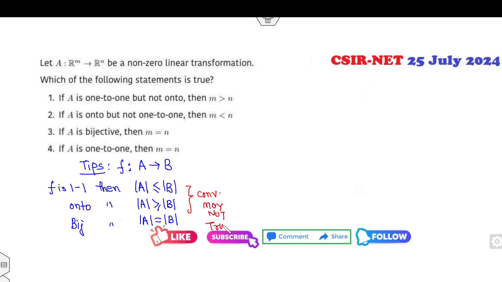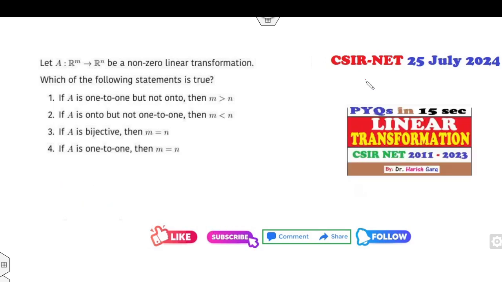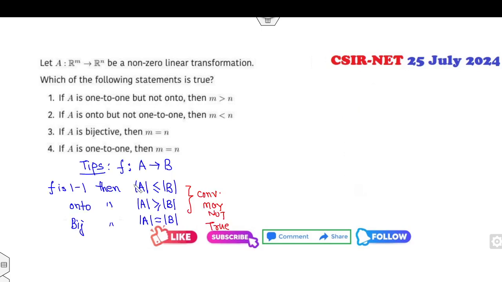Fine. You can watch these lectures of mine in order to understand more about this concept. Now, based on this simple shortcut trick that I explained, I can solve this problem in a simple manner. What is the mapping? This is R raised to power M to R raised to power N. What is the cardinality of R^M? It is M. The cardinality of R^N is N. In your examination, you don't need to write all these things. You can think in your mind as well.